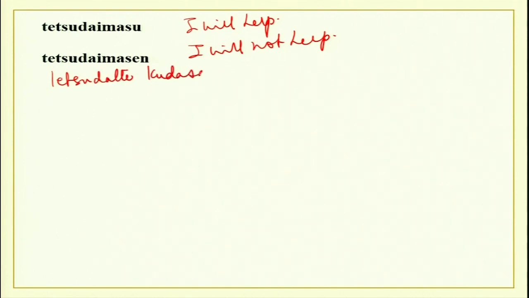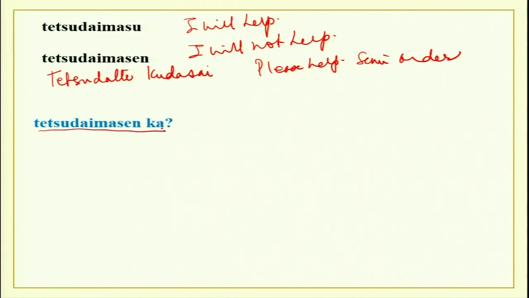As I told you, you can see the degree over here as well. For example, tetsudaimasu. It means I will help. Tetsudaimasen. I will not help. Now, if I say tetsudatte kudasai, then please help. But again, it is semi-order. I am doing these things again and again with you so that it's very clear to you how to use these forms and what is the meaning of these forms, because these are used a lot in daily conversation. Then tetsudaimasen ka. So in the negative, with the negative masen form, use ka and make it polite, respectful.